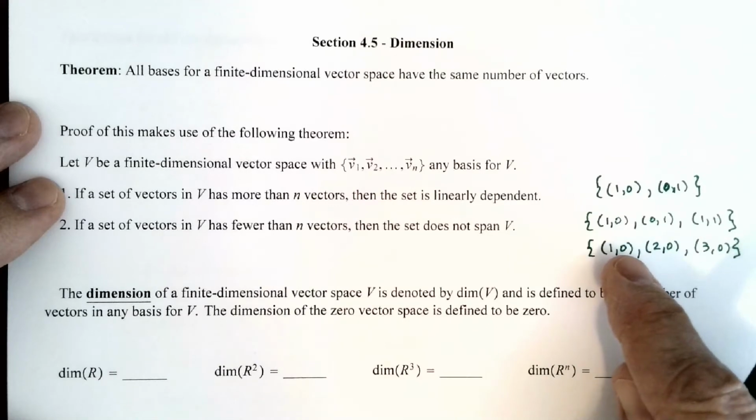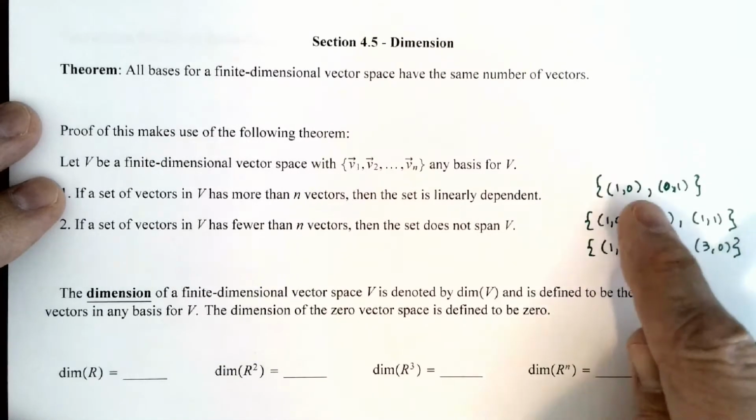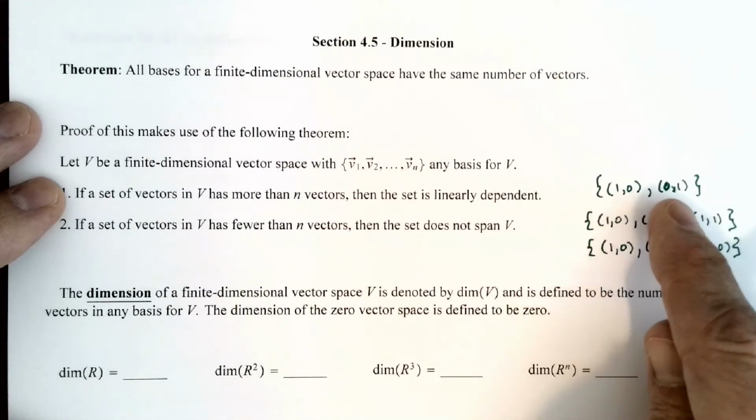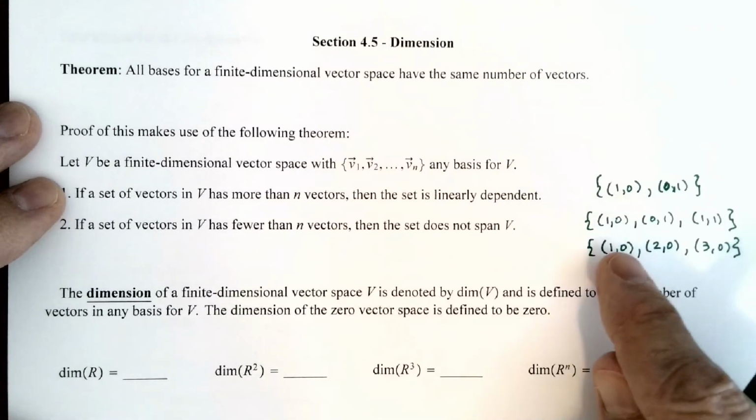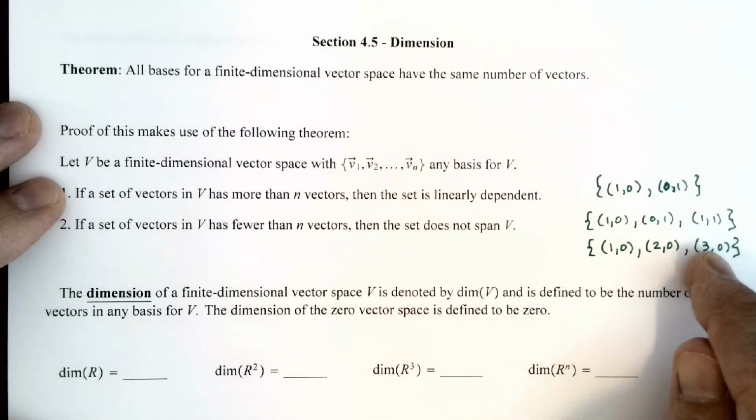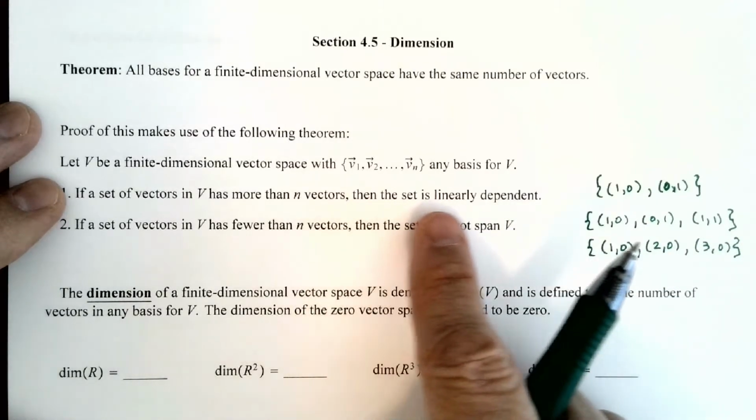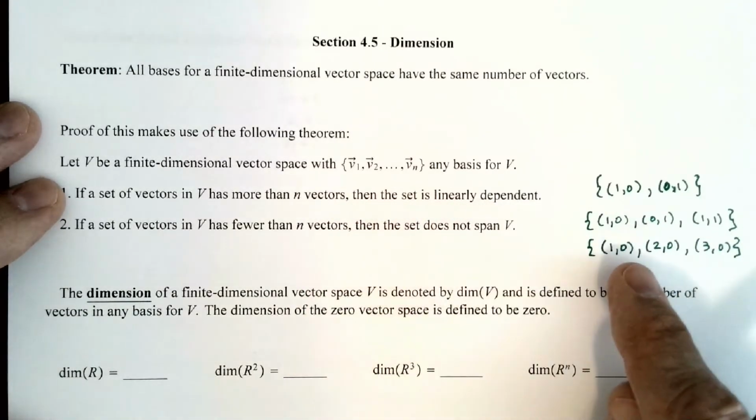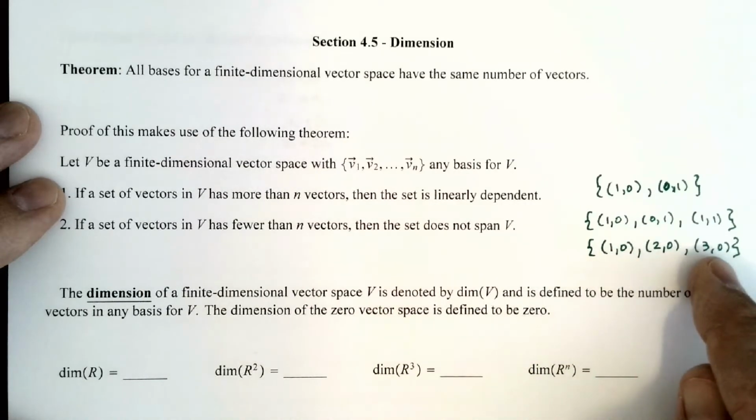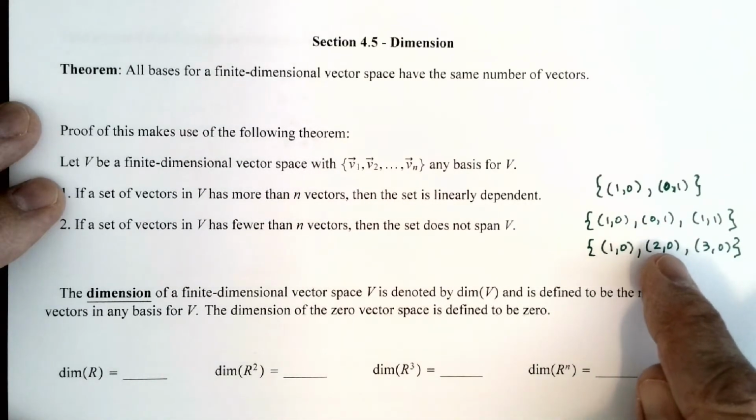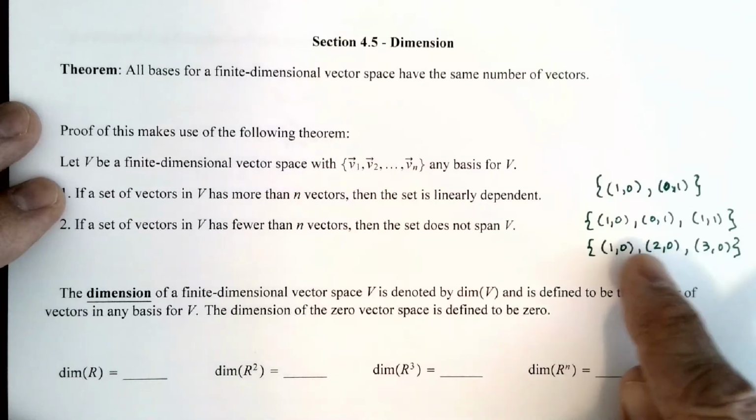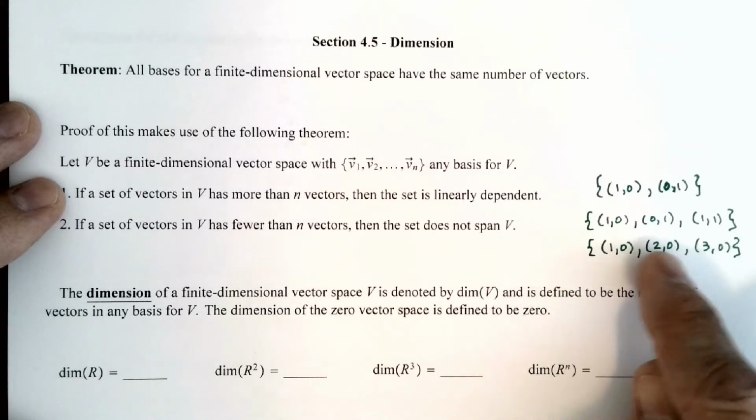But we know any basis for 2 space, right, is going to have to only include 2 vectors, and we have 3 vectors here. Okay, what do we definitely know if we have more? This is saying that the set must be linearly dependent. And again, you can see how this set is linearly dependent. Clearly, this vector here can be written as a linear combination of the first one because it's just a scalar multiple of the first one, right?